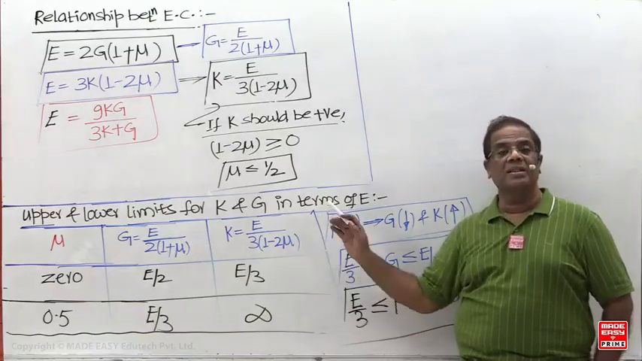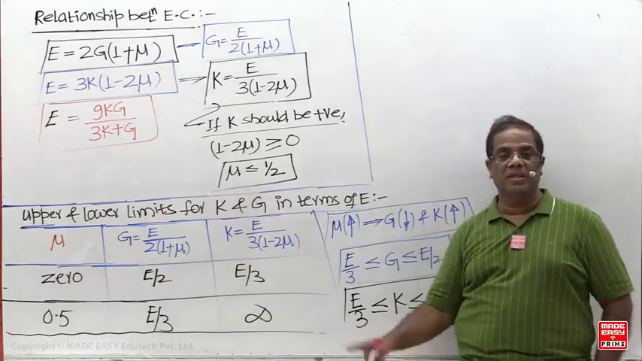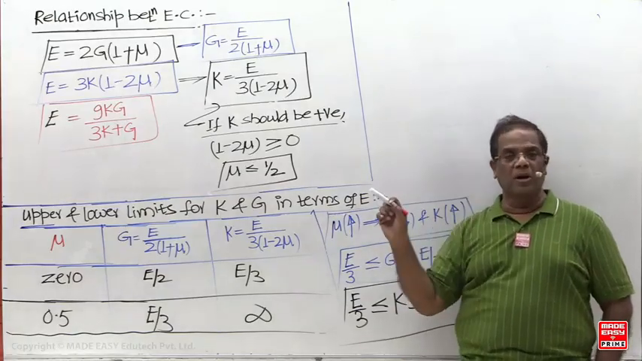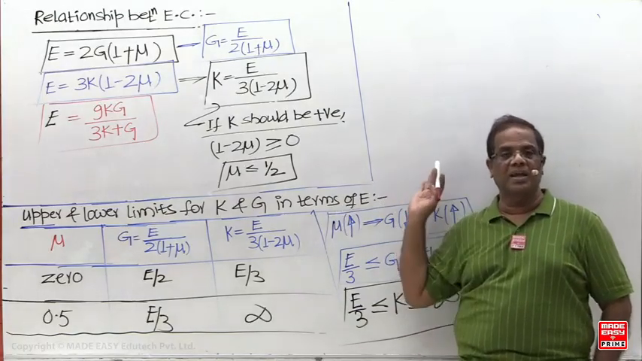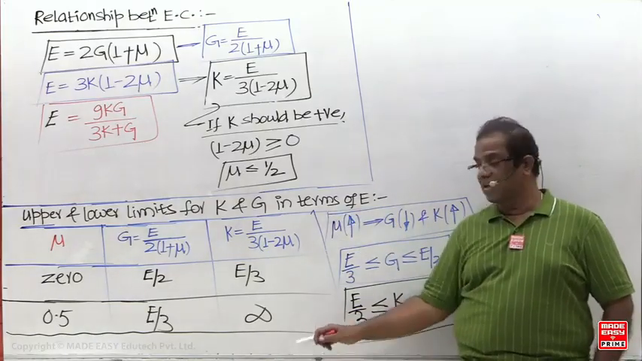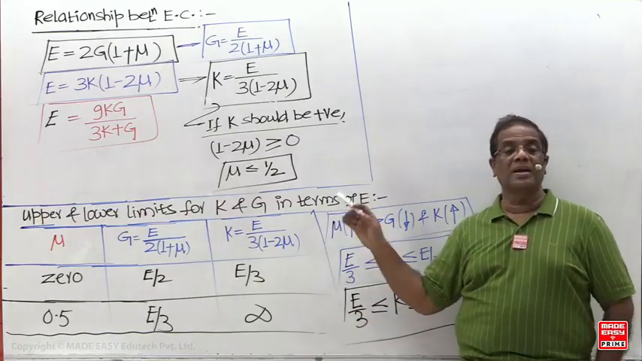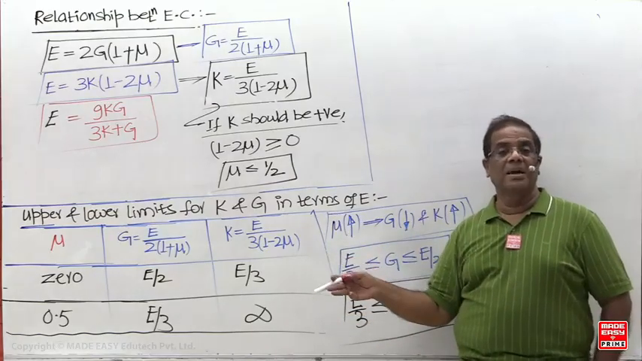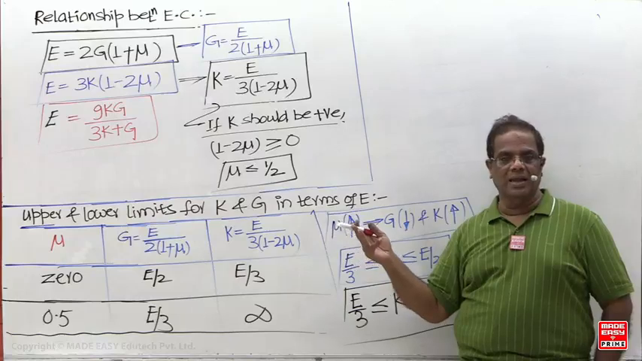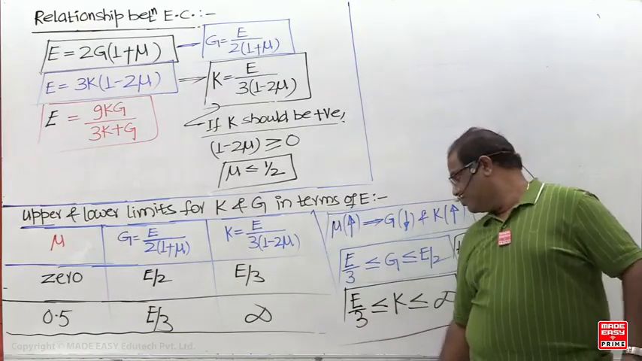Young's modulus is never infinity. When it is infinity, what happens? It is a rigid body. For deformable bodies, Young's modulus is never infinity. That is why I wrote that K may become infinity, but E, G, and mu are never infinity.